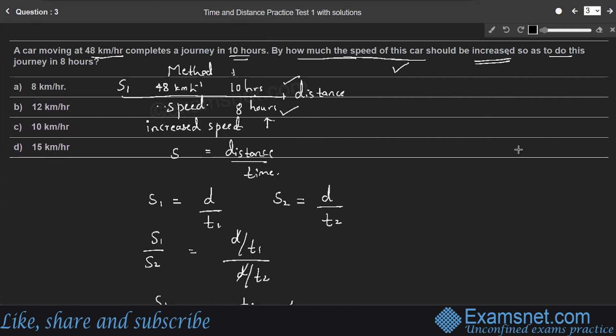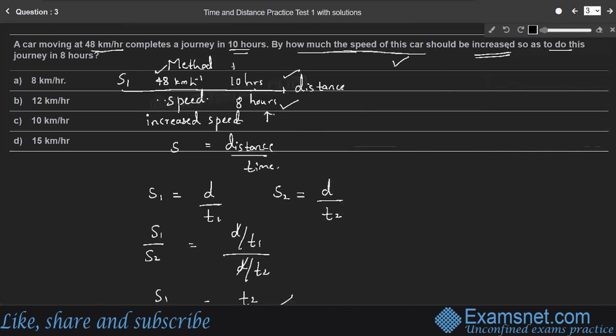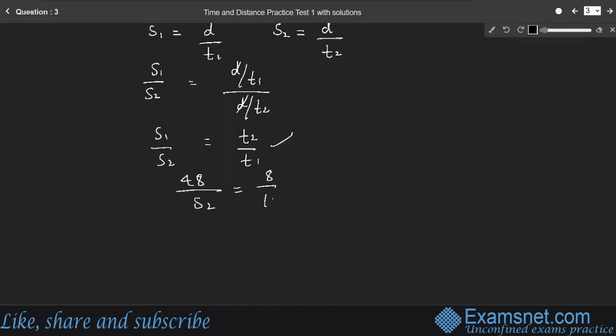So here S1, the car is moving with a speed of 48 km per hour, right? S1 is 48. S2, in the second case, we need to find the speed, right? It is equal to T2 by T1. In the second case, 8 hours is the time. In the first case, 10 hours is the time. So it becomes 8 by 10, T2 by T1. We need S2. Speed in the second case is 48 into 10 by 8. So 8 into 6, 6 into 10 is 60. 60 kilometer per hour is the speed of the car in the second case.